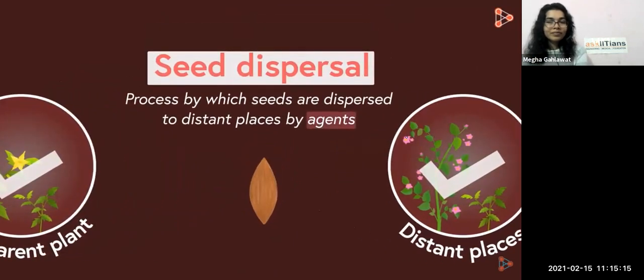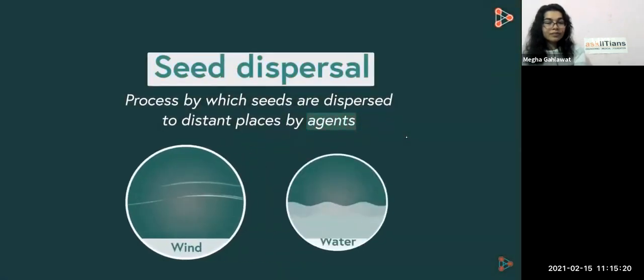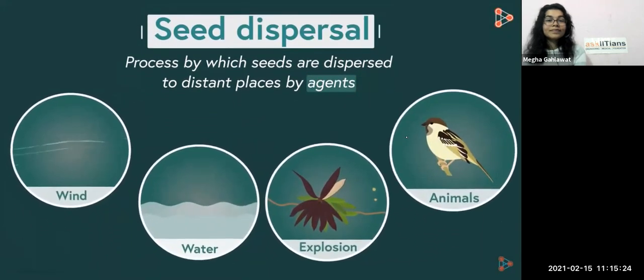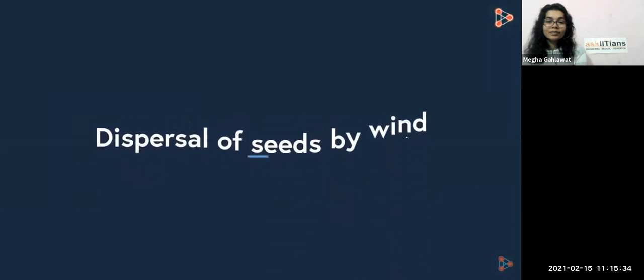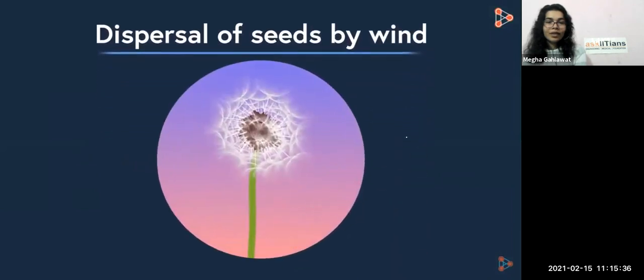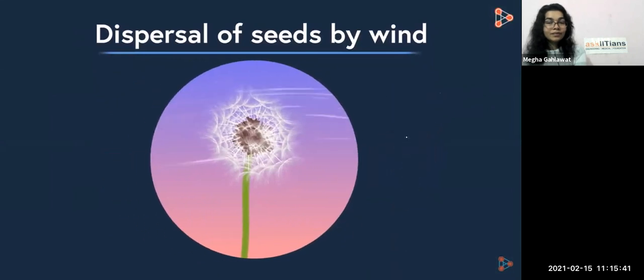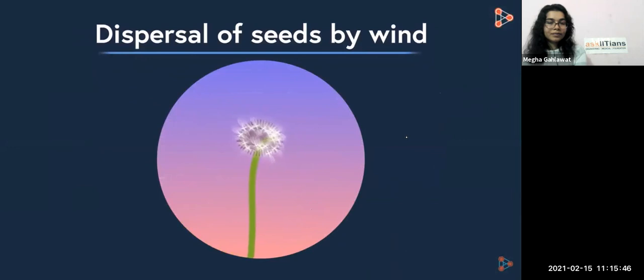Who are these agents? Seeds are transferred to various places by factors such as the wind, water, explosion, and animals. These agents make the process of dispersal of seeds easier. Let's now discuss this process in detail. Our first agent of dispersal is the wind. Seeds of plants like dandelions have parachute-like or hair-like structures attached that are so light in weight that they easily get carried away by the wind. Thus, even the seeds get carried to distant places.